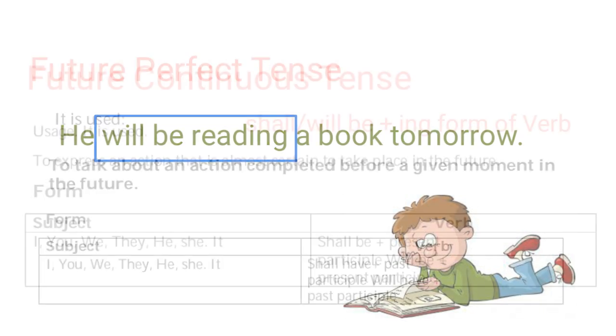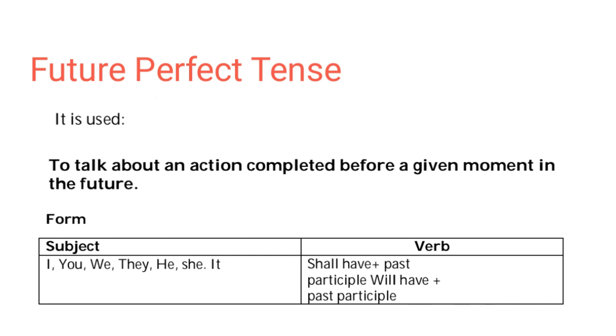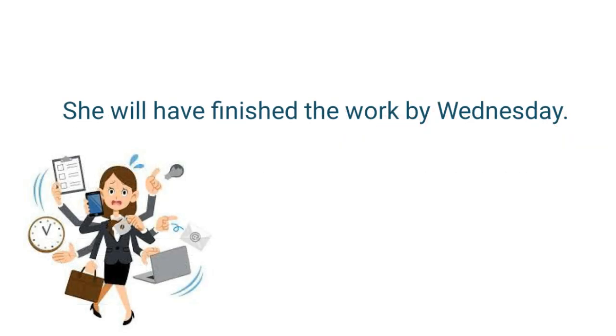The next one, future perfect tense. Its verb form is subject plus will or shall have plus the V3 form of the verb. Then its usage: to talk about an action completed before a given moment in the future. Action completed before a given moment in the future. Look at this example. She will have finished the work by Wednesday.